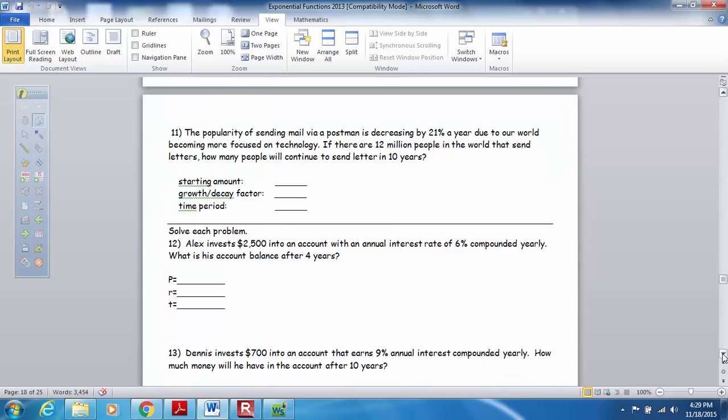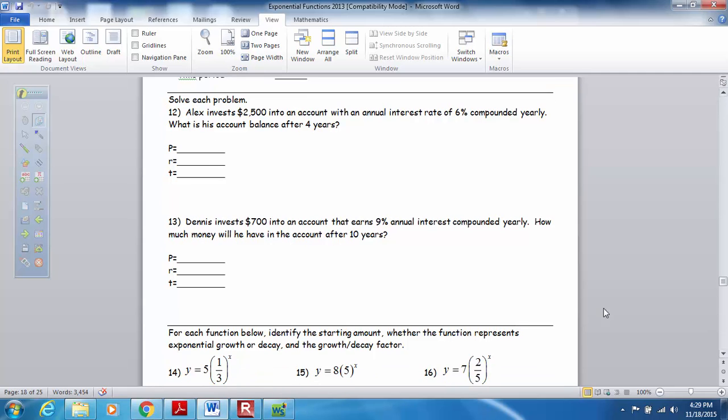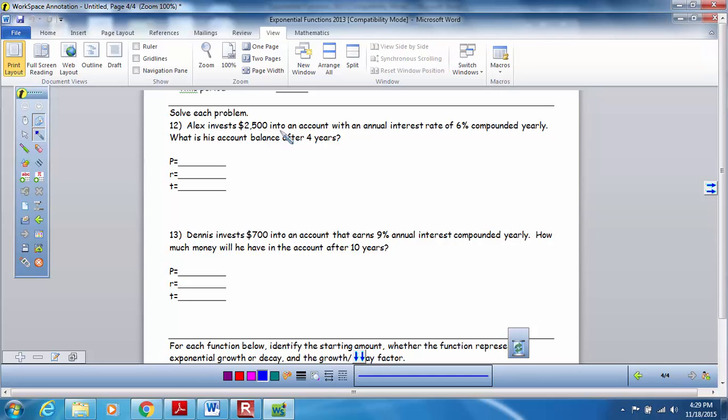Flipping the page, we're going to look at number 12. Number 12 says, Alex invests $2,500 into an account with an annual interest rate of 6% compounded yearly. What is his account balance after 4 years?